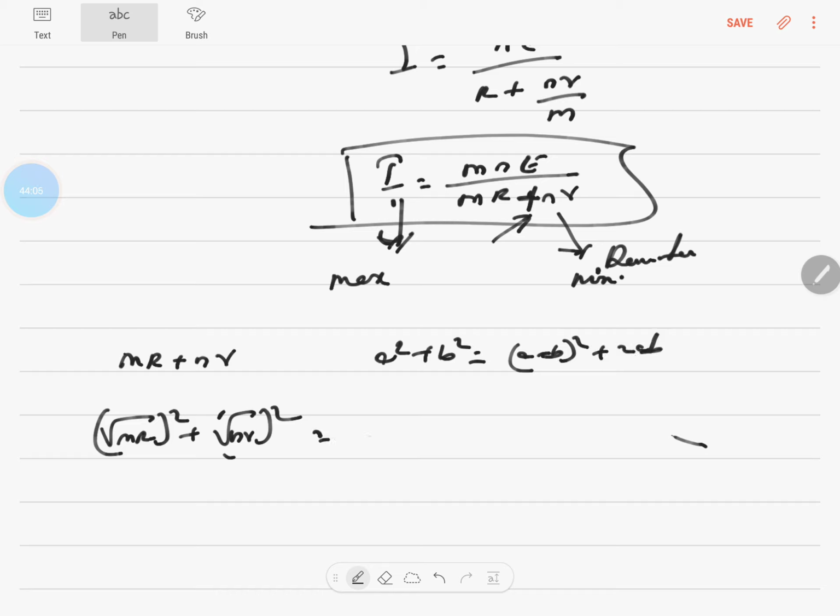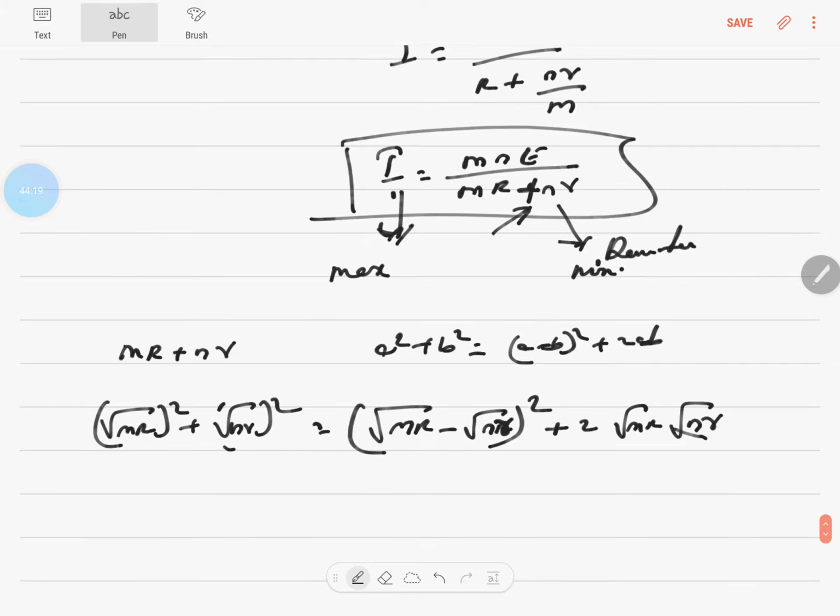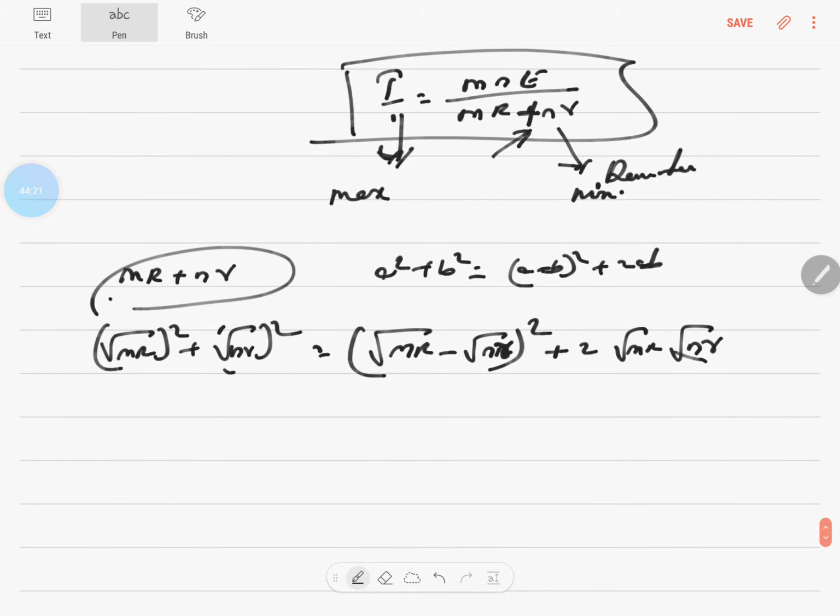So this will be root of MR minus root of NR the whole square plus 2 times root MR root NR. So if this has got to be minimum, can you see this can become 0? So the condition for the current to be maximum is the denominator to be minimum. For the denominator to be minimum, this component has to be 0. So MR is equal to NR, or the external resistance is NR by M.